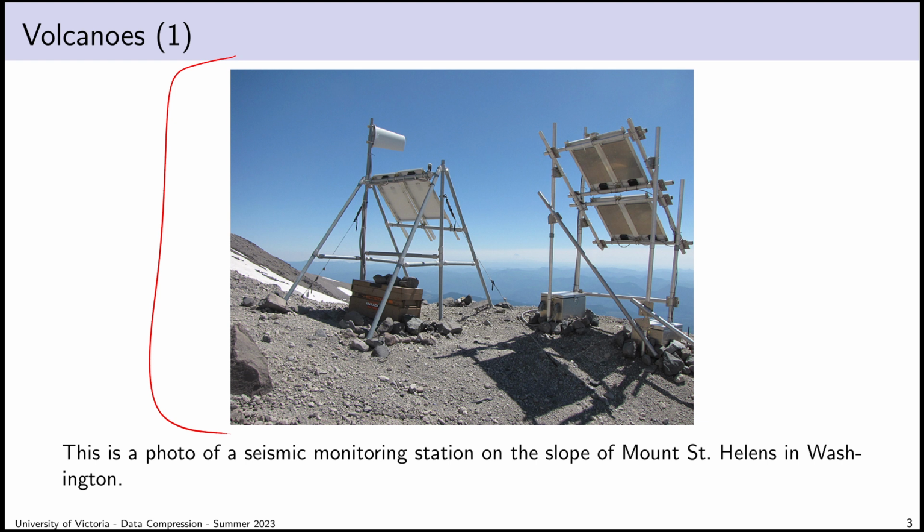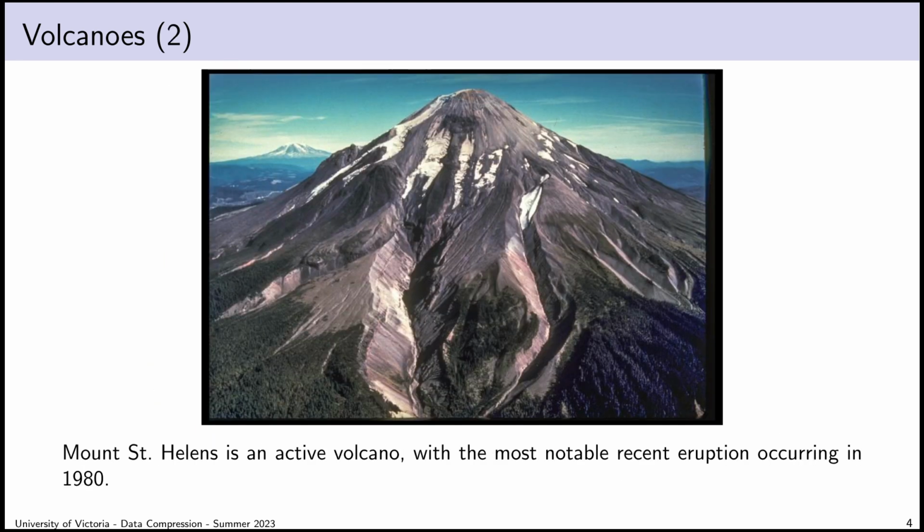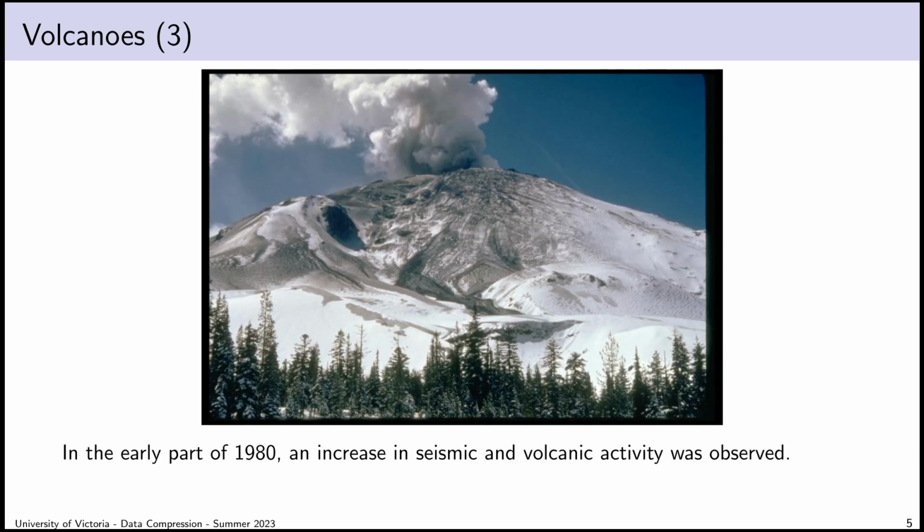And in Washington State, there is a volcano called Mount St. Helens. And there's a reason there are all these monitoring stations on Mount St. Helens. That is because Mount St. Helens is an active volcano. Now, the most recent big eruption happened in 1980. So here's what the mountain looked like before that huge eruption. A nice looking mountain. I could go on a nice hike on the side of that mountain if I weren't so terrified about the whole volcano thing.